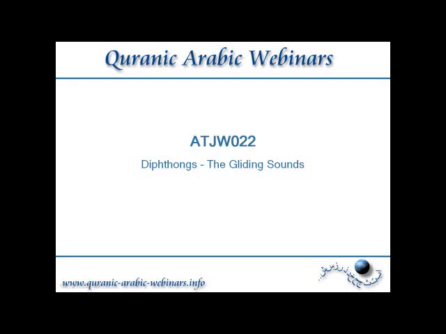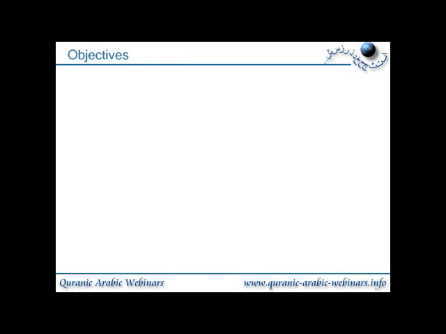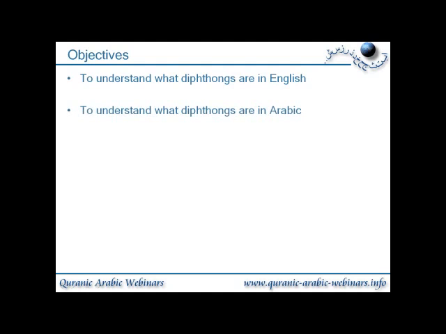This lesson is about diphthongs, also known as the gliding sounds. Objectives: to understand what diphthongs are in English, and to understand what diphthongs are in Arabic. So we're going to learn this in English first, just to understand the terminology and have something to relate back to, and then we'll see the same thing in Arabic. And then we're going to learn the correct lengths for pronouncing the diphthongs.